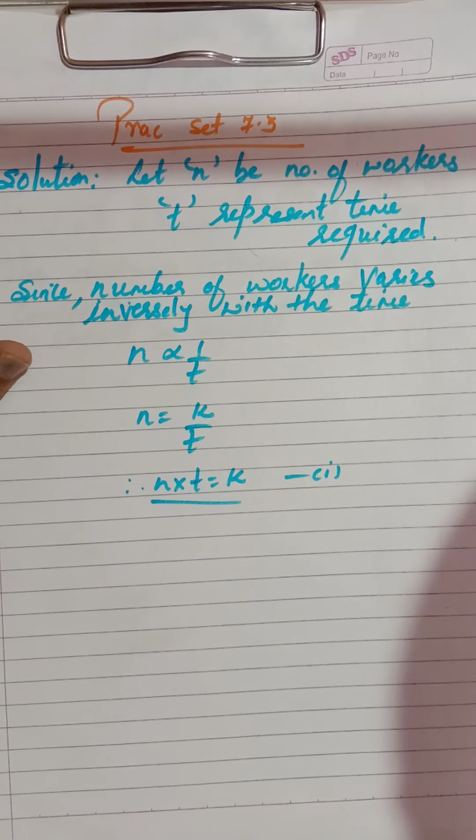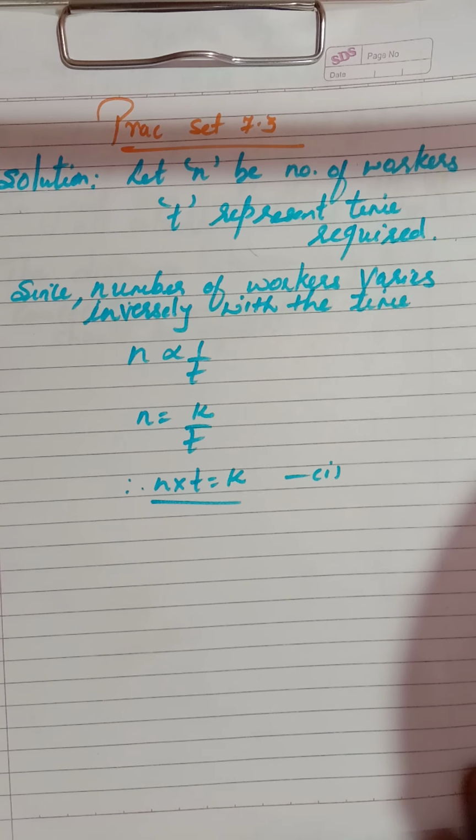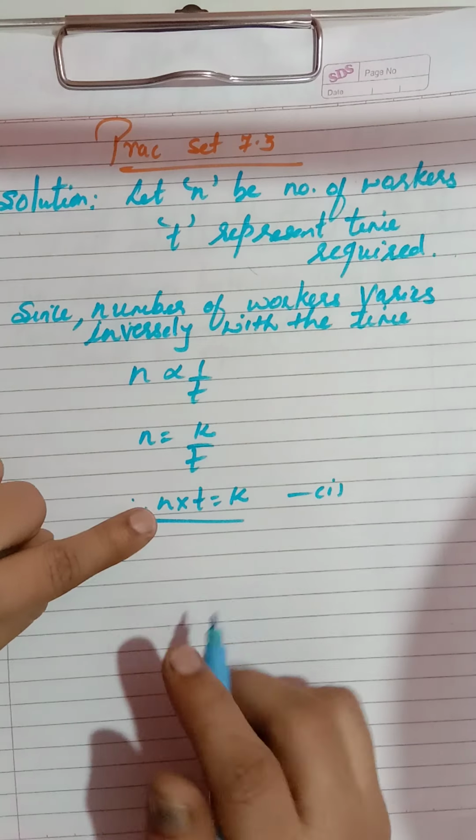Now children, what is given? 15 workers can build the wall in 48 hours. So n is what? Number of workers.